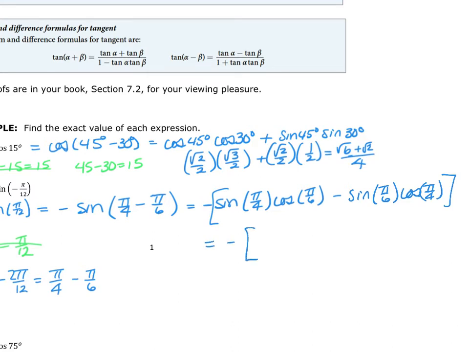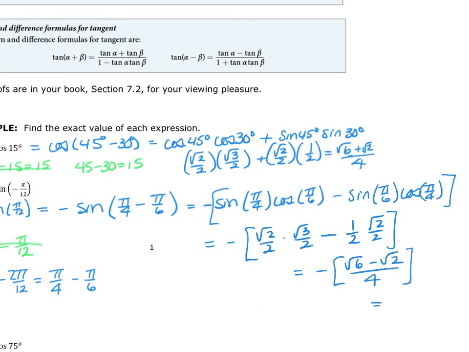So negative, and then the sine of pi over 4 is square root of 2 over 2. The cosine of pi over 6 is the same thing as 30 degrees, so it is going to be the square root of 3 over 2, minus the sine of pi over 6, which is 1/2, times the cosine of pi over 4, which is square root of 2 over 2. And then this is going to be the negative of the square root of 6 minus the square root of 2 all over 4. Pulling that negative through, I get negative square root of 6 plus the square root of 2 over 4.